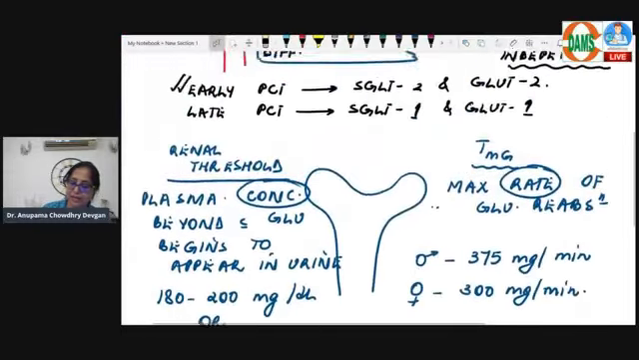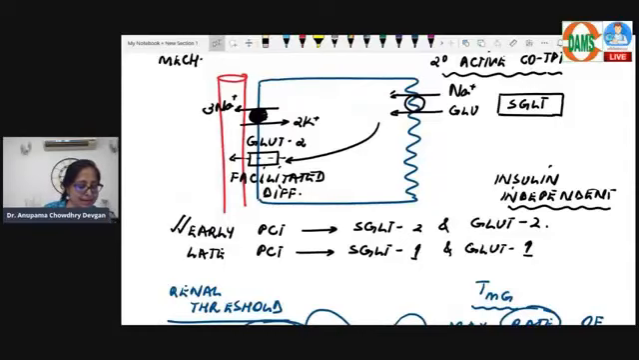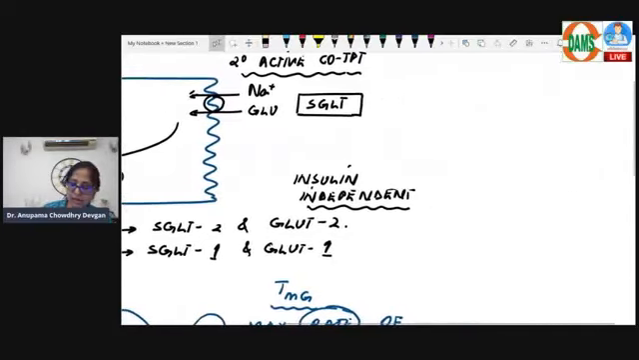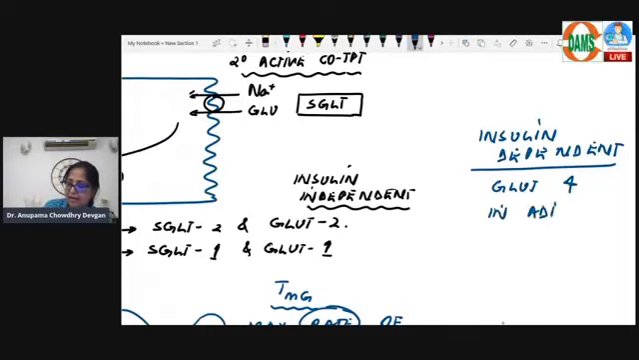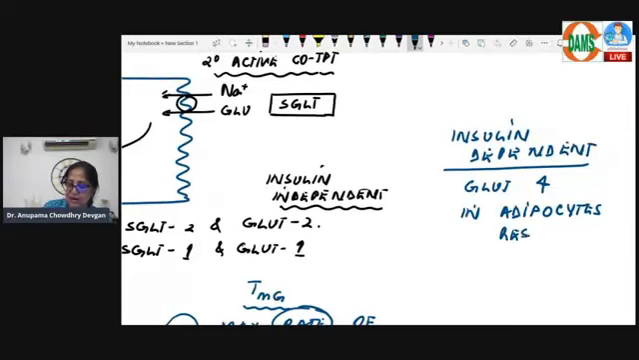GLUT4 is insulin dependent. GLUT1 and 2 are insulin independent. They do not depend upon insulin. Where did I say dependent? I have already written this, beta. Insulin dependent is GLUT4. This is in adipocytes, in resting skeletal muscles, and in cardiac cells.